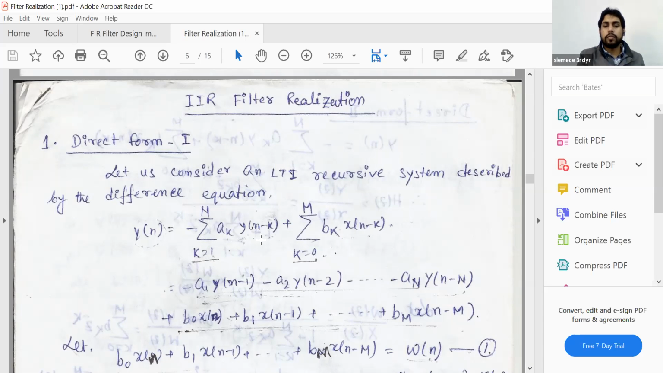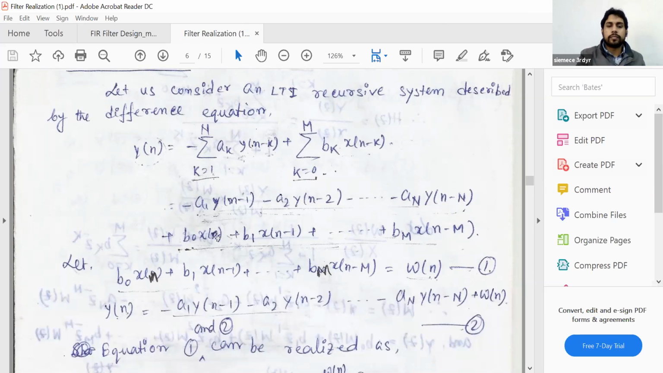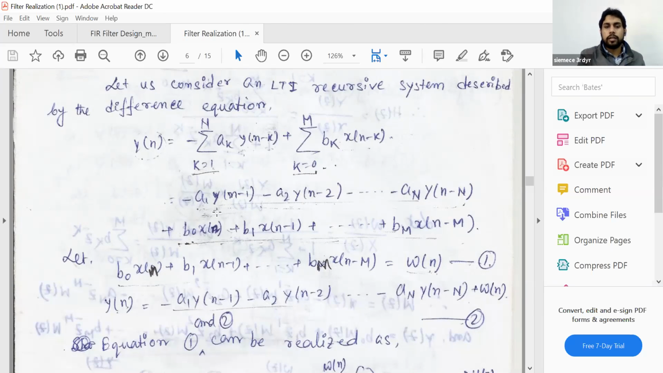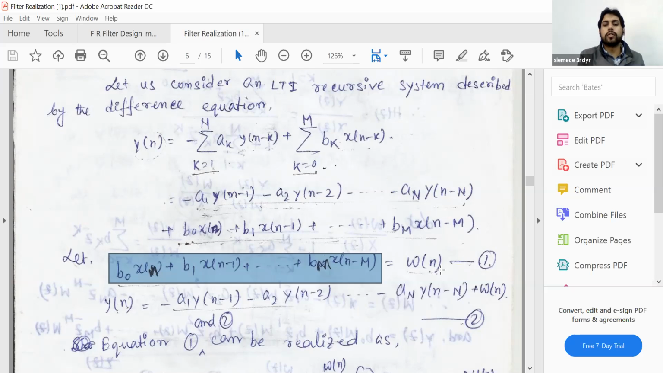Summation k equal to 1 to capital N, a k y of n minus k, plus, then x stands for the input, summation k equal to 0 to M, b k x of n minus k. Here a k and b k are the coefficients. Now I will put the values of k, 1, 2 up to N, and also the values of k on the other side, both. So we are expanding this summation. Okay. After expanding this, I can write it down. Now what we assume: let b0 x of n and the other input terms, this total term, we consider as w of n.